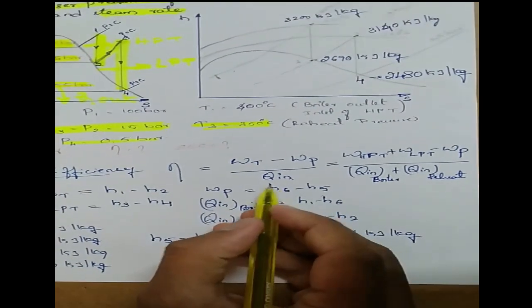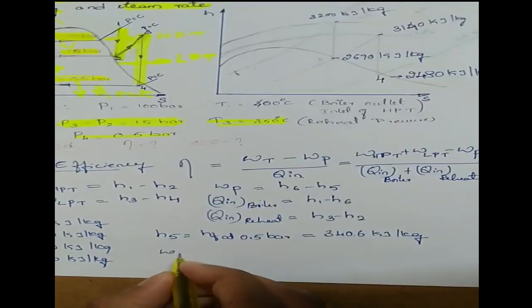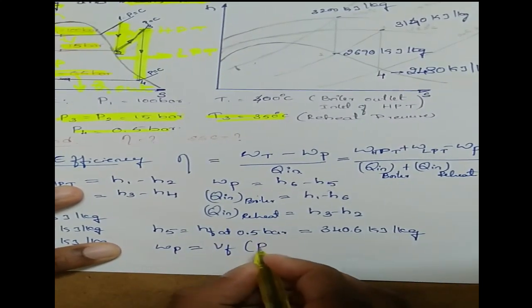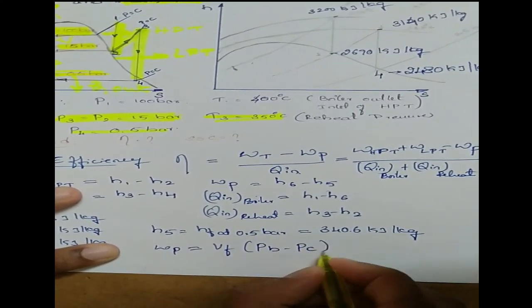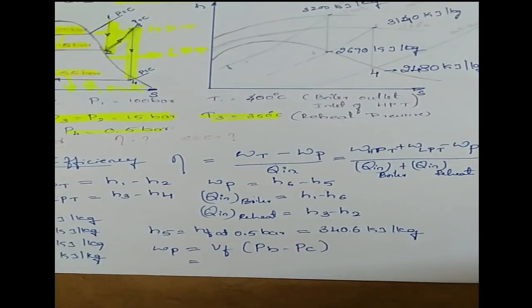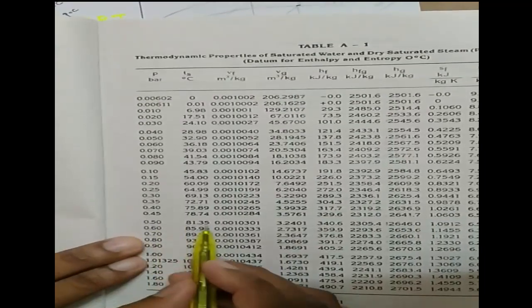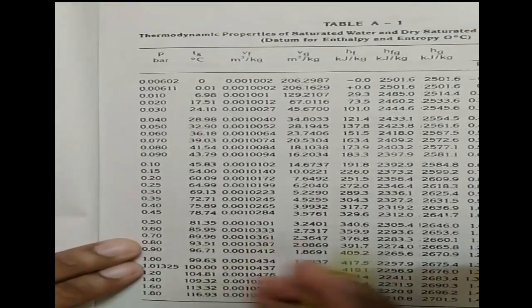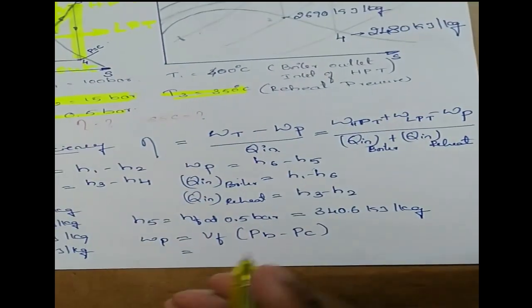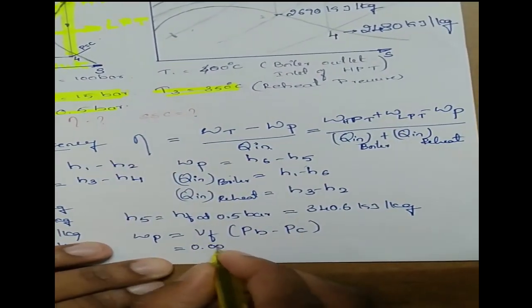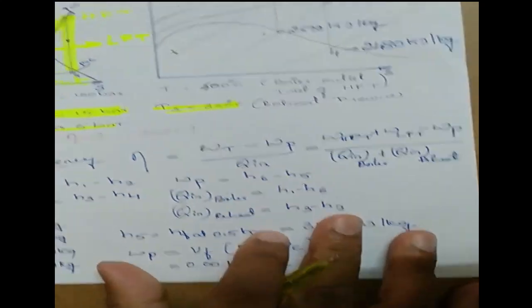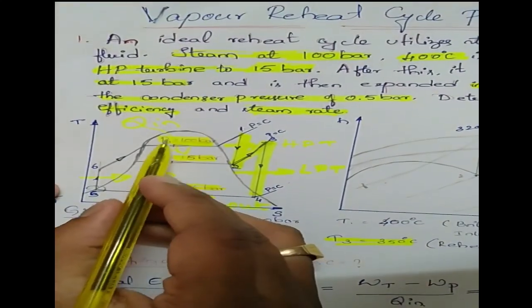So how to find out H6? You have a formula: work done by pump is equal to VF into PB minus PC. What is VF? VF at 0.5 bar is 0.0010301. I have to write that here. And PB, what is the PB value? You will be having 100 bar.